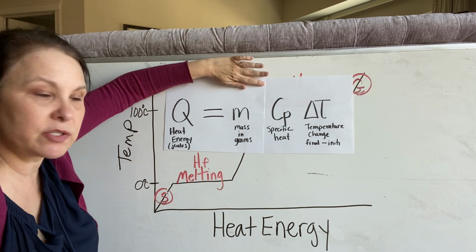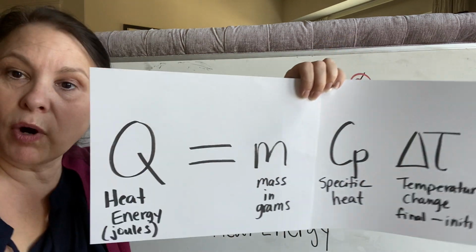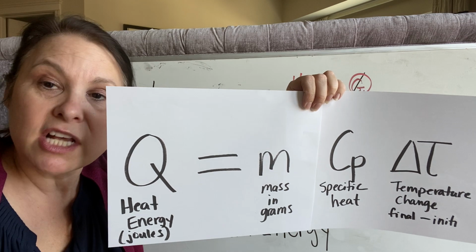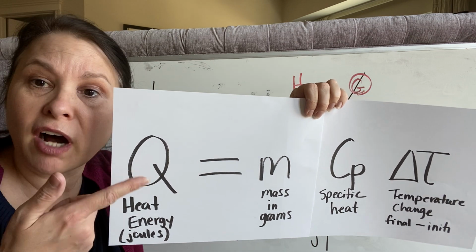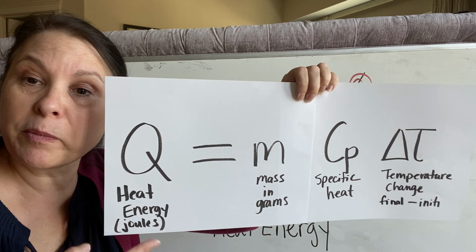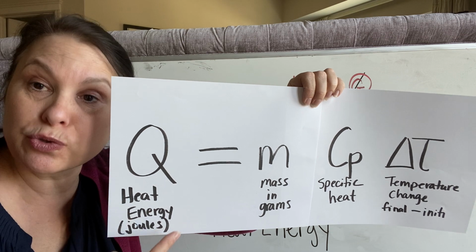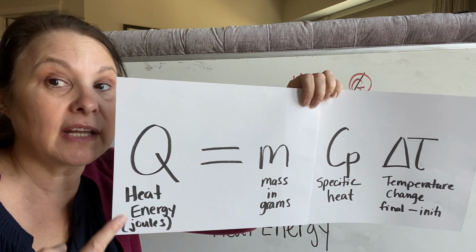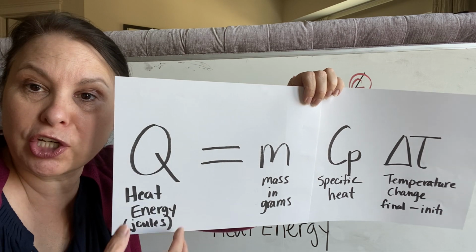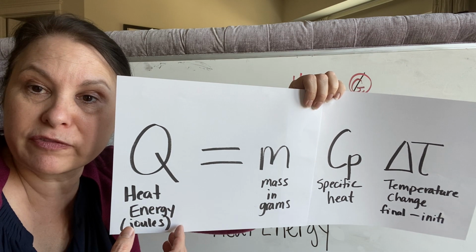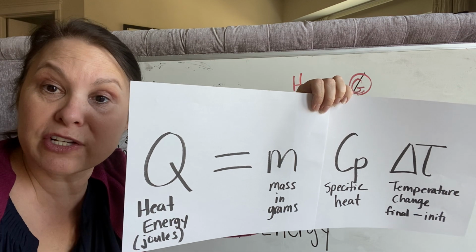So let's talk about this real quick. Q, by the way, is what we represent heat energy. So anytime I ask you how much heat energy, you are solving for Q. And this formula always spits out Q, heat energy, in joules. That's a new unit that is for energy. So heat energy is Q, that is the Q that you're solving for, and it comes out in joules. It goes in and out as joules.